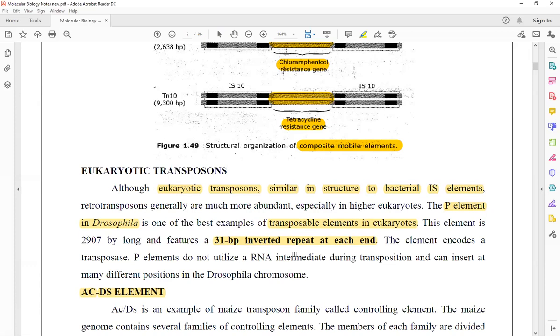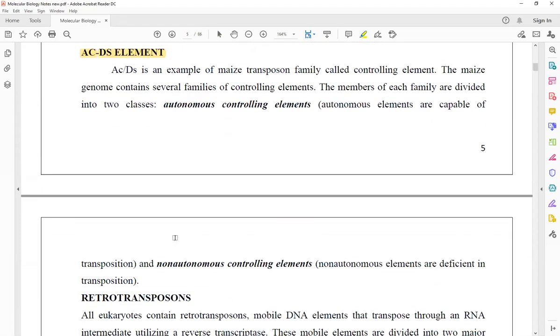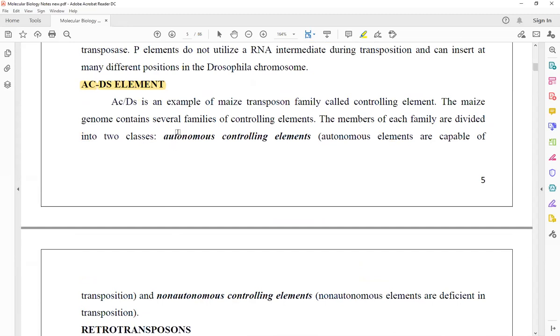P element do not utilize an RNA intermediate during transposition and can insert at many different positions in the case of Drosophila chromosome. Within the chromosome of the Drosophila, the P elements can be inserted at many locations within the genome. Next point. The other type of transposable elements are the autonomously controlling elements and non-autonomously controlling elements. Autonomously controlling elements are the elements which can move from one location to the other. Then they are called as autonomously controlling element.